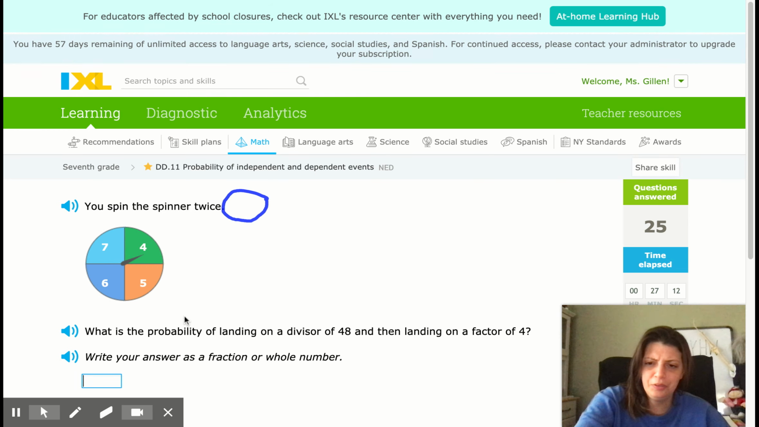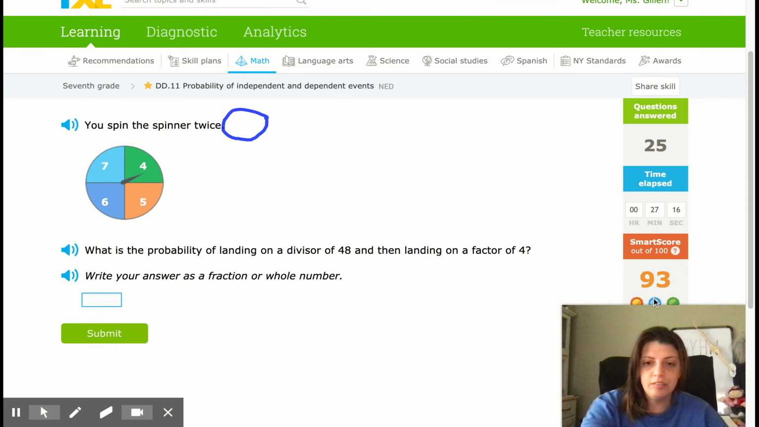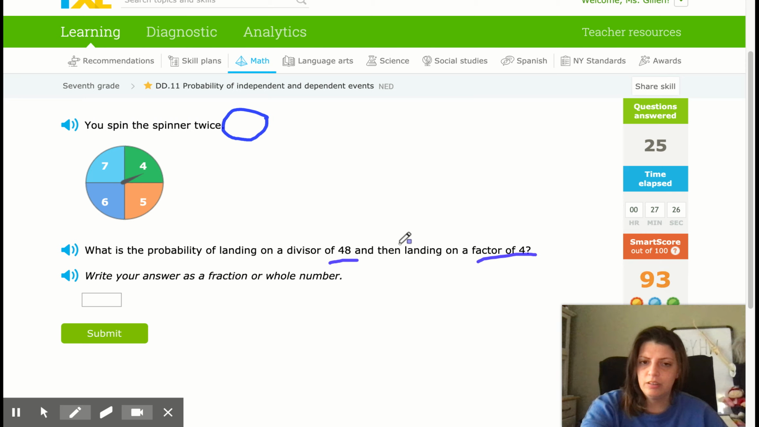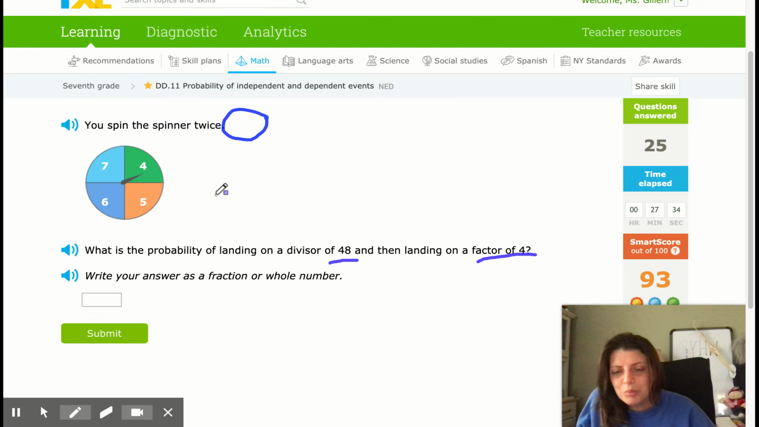Thank you. What is the probability of landing on a divisor of 48? So the number has to go into 48. And then a factor of 4. This is the same. Divisor is a factor. I don't know why they wrote it like that. So a number that goes into 48.